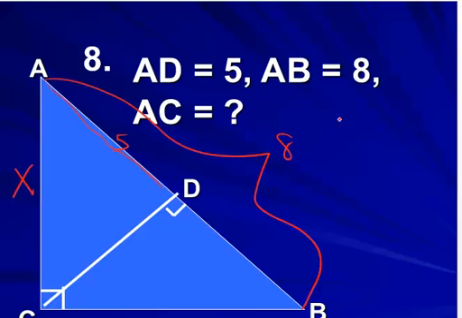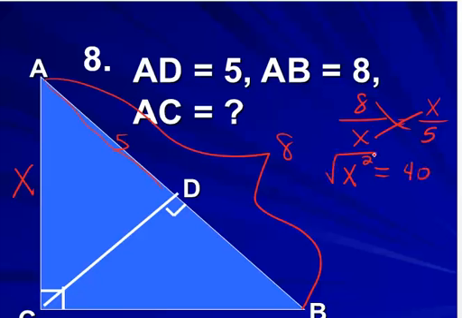So AC is my leg. That's going to be the geometric mean. For the whole hypotenuse AB is 8. And the hypotenuse segment that's adjacent to that leg, adjacent to AC, is AD. So I'm going to put the 5 in. Cross multiplying, X times X is X squared equals 8 times 5 is 40.